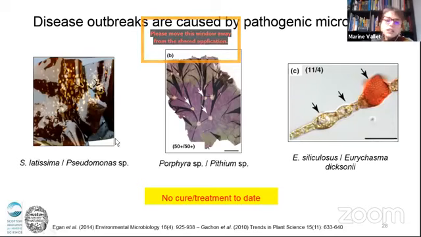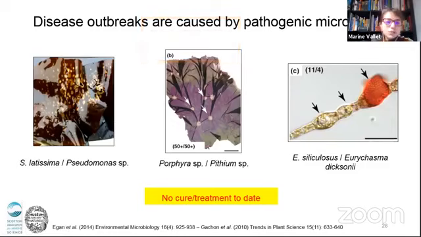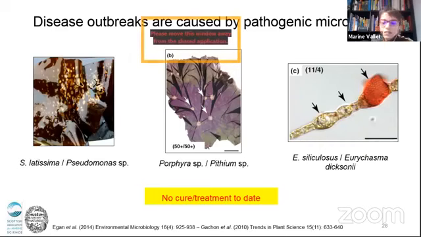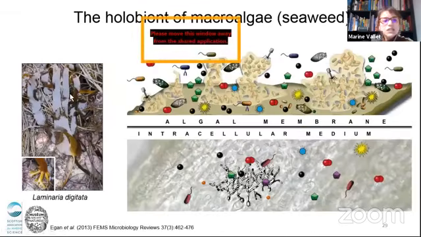So one idea would be to make maybe these algae more resistant, like what we've done for plants. For terrestrial plants, we have a lot of cultivars which are more resistant to disease or to pests. Why not do the same with seaweed? And seaweed, as I said, works with many microbes. So microbes that can live on the surface are called epiphytes, or microbes that can live in the tissue, and they are then called endophytes.